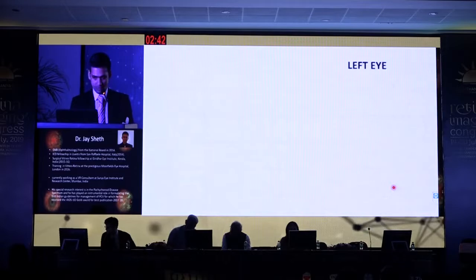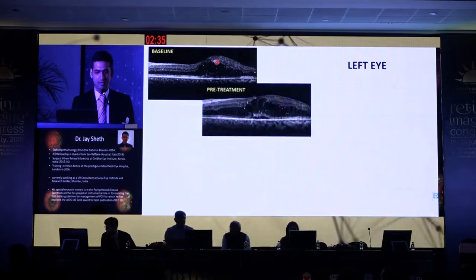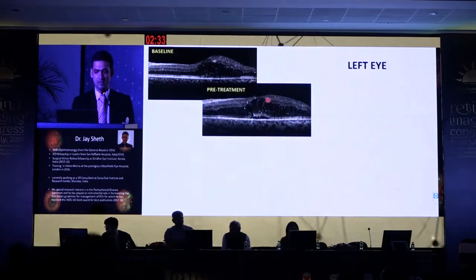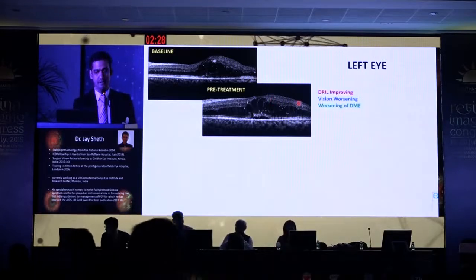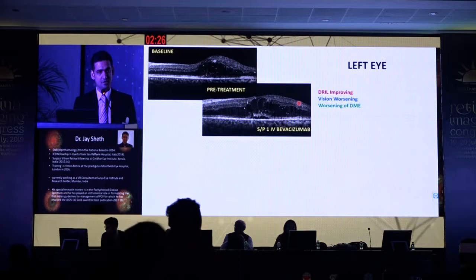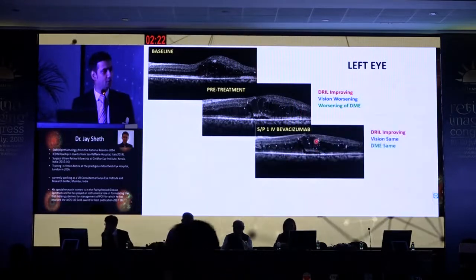So we'll just zoom in onto the images of the left eye first. At baseline, the patient had DRIL in this location, which after a 10-month follow-up period showed significant resolution in this area, but the vision worsened because the edema worsened. After the first dose of injection, the DRIL started resolving even further, but still the vision did not improve because the edema did not resolve. And after the second dose of injection, the DRIL improved further, but this time the vision responded better because the edema started improving.